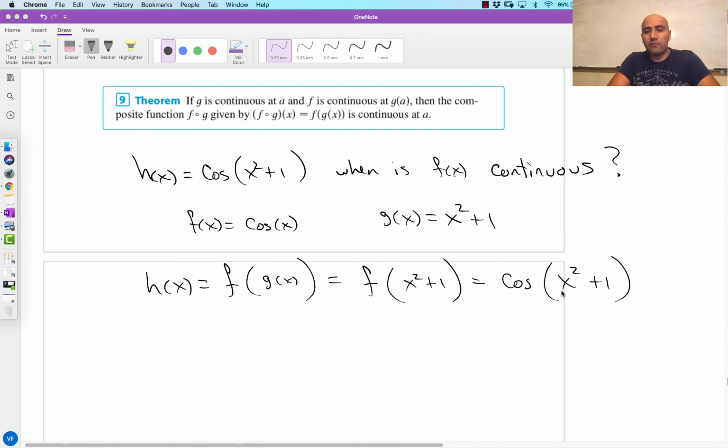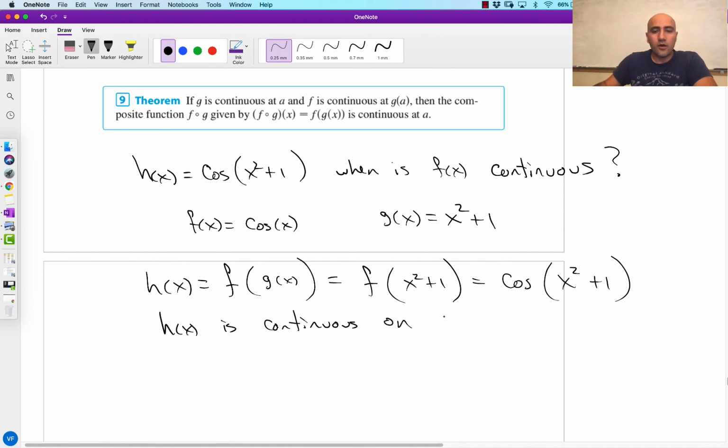right? Because we can start with any real number in here, and its output is going to be a value that is also within the domain of cosine, which means it's also going to be continuous. So we can conclude that h of x is continuous on all real numbers, negative infinity to positive infinity. We can start off with any real number, plug it in, square it, plus 1, and it'll end up as a value that's part of the domain of cosine, and it'll be continuous at that point too.